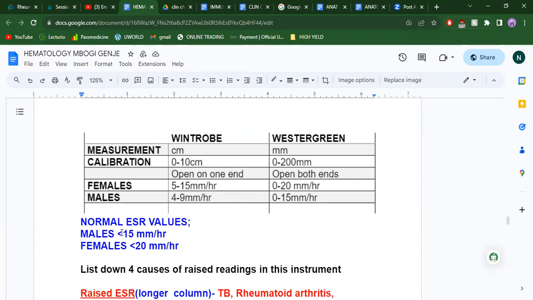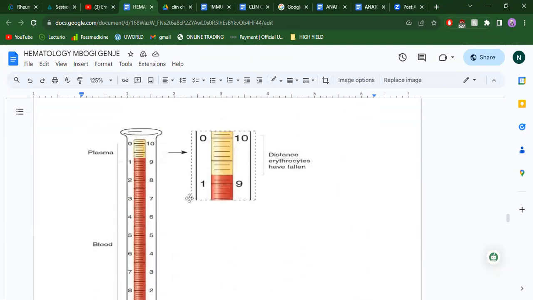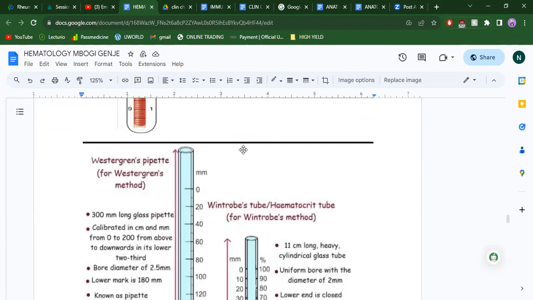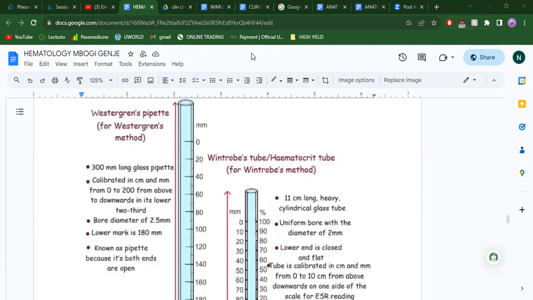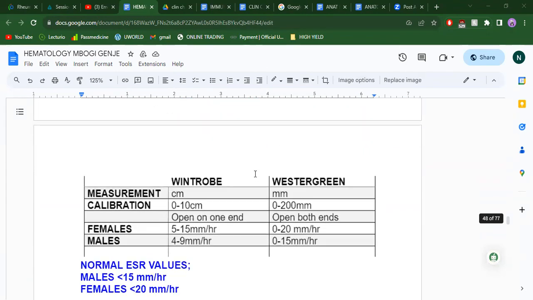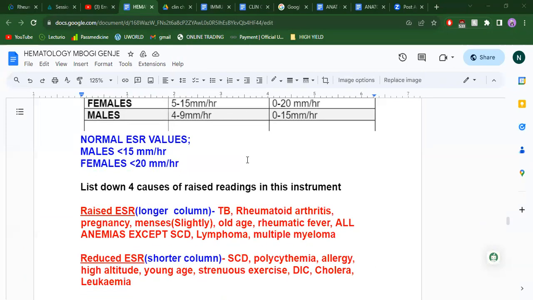Normal ESR in males is less than 15, females less than 20. Then they'll ask you to list four causes of raised readings. You can be brought this instrument and they'll ask, what instrument is this? And then causes of raised and decreased. Winthrop has two scales, Western Green has one.